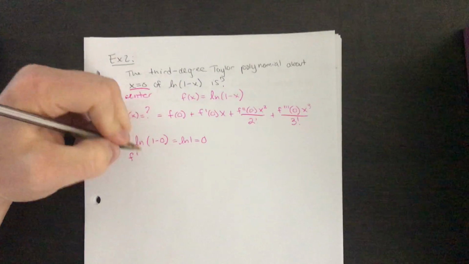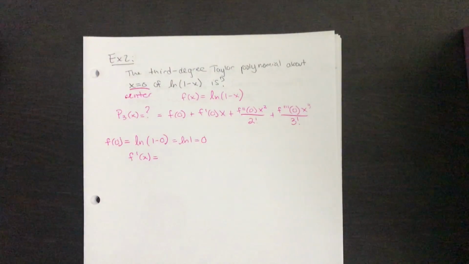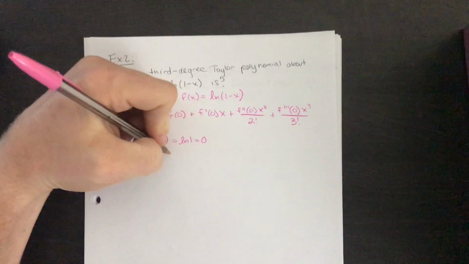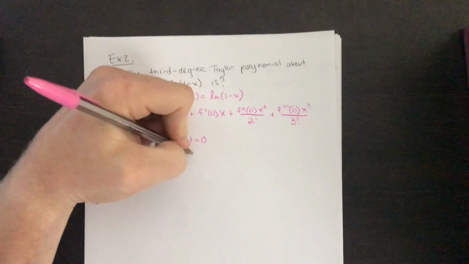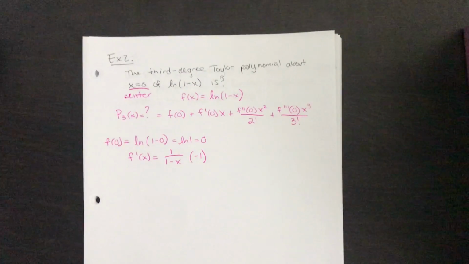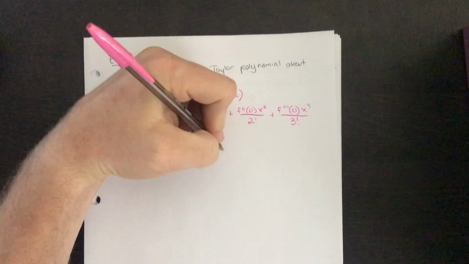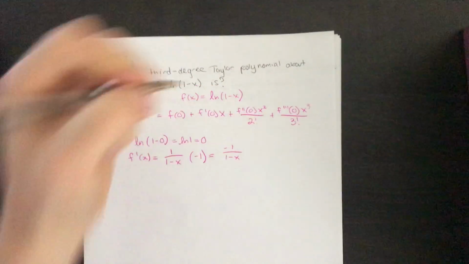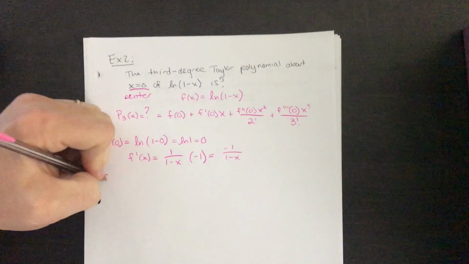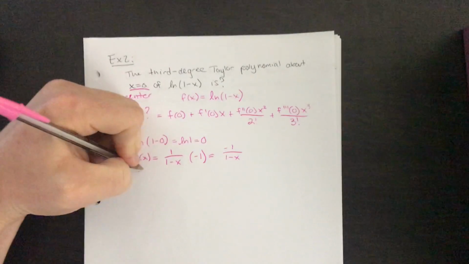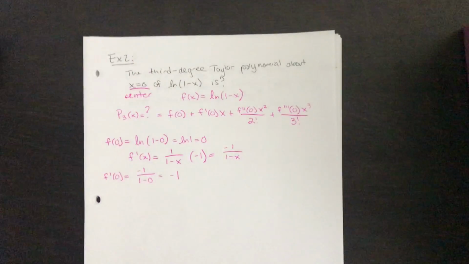Now we need the derivative of f of x. So the derivative of ln of 1 minus x is 1 over 1 minus x, but don't forget the chain. We have a negative x, so the chain would be negative 1. So ultimately, f prime of x is negative 1 over 1 minus x. You could simplify that in other ways, but that's how I'm going to write it. So f prime of 0 is negative 1 over 1 minus 0, which is just negative 1.